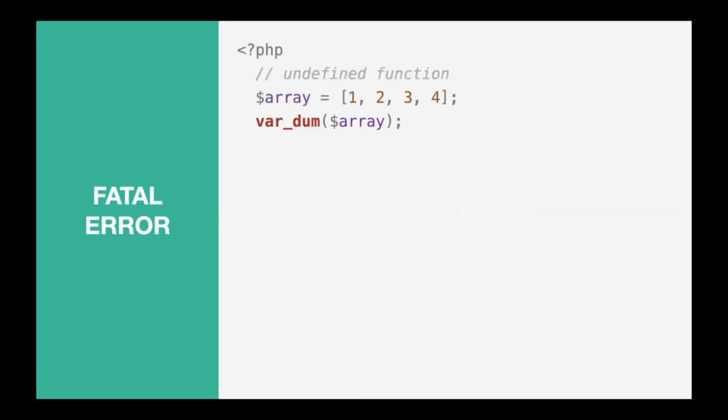Okay, so here is an example of a fatal error, and this is the undefined function. This is typically caused by a typo. So we can see here, I have an array, and I'm trying to output the array using var_dump.